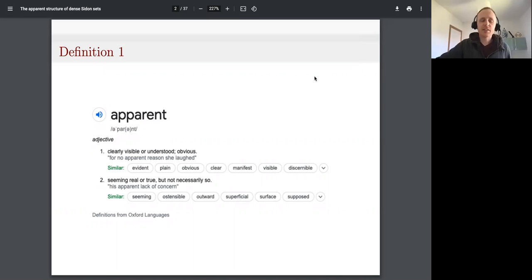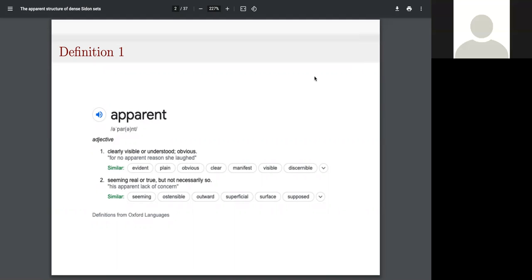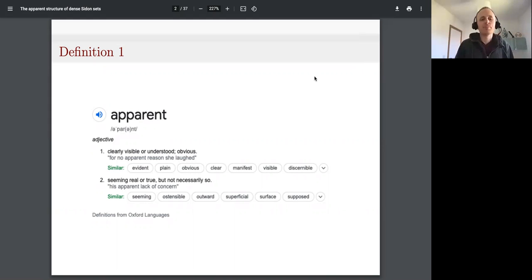But the second sense of the word apparent is basically not obvious. Something is apparent if it seems to be true, but we don't really know why. We can't really explain it. It just seems to be true, and maybe it's even misleading. Maybe it's not really true. It just seems to be true. So for the avoidance of doubt, what I mean when I say the apparent structure of dense Sidon sets is this second meaning.